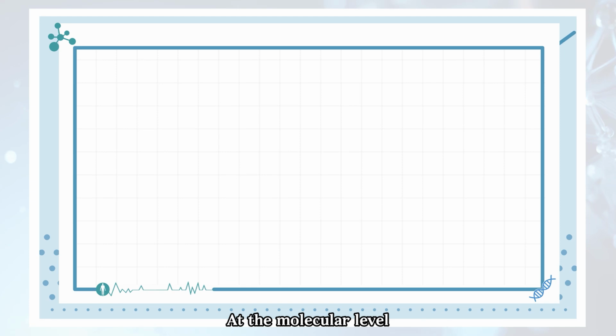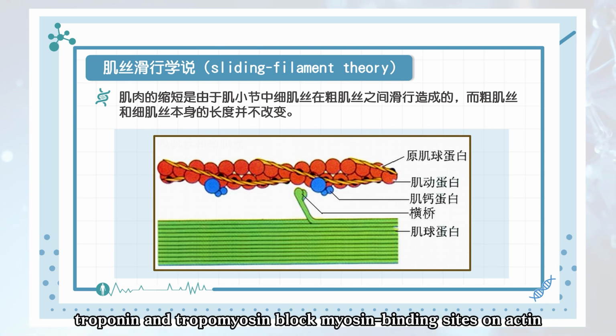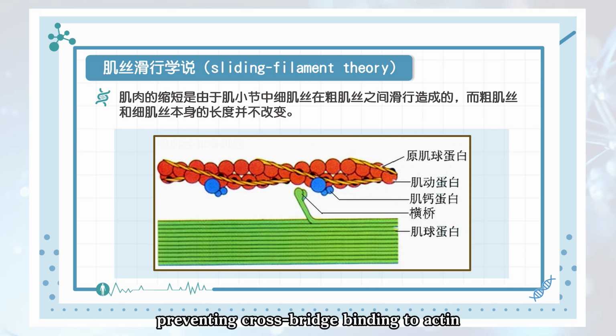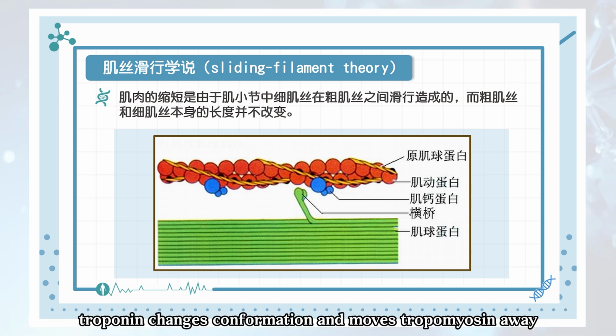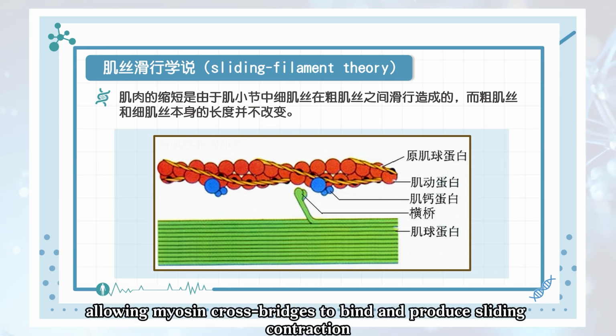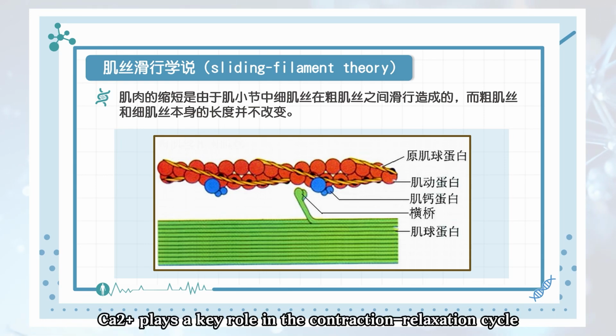At the molecular level, how does sliding occur? When the muscle is relaxed, troponin and tropomyosin block myosin binding sites on actin, preventing cross-bridge binding to actin. When Ca2+ binds to troponin, troponin changes conformation and moves tropomyosin away, exposing the myosin binding sites on actin, allowing myosin cross-bridges to bind and produce sliding contraction. Thus, Ca2+ plays a key role in the contraction-relaxation cycle.